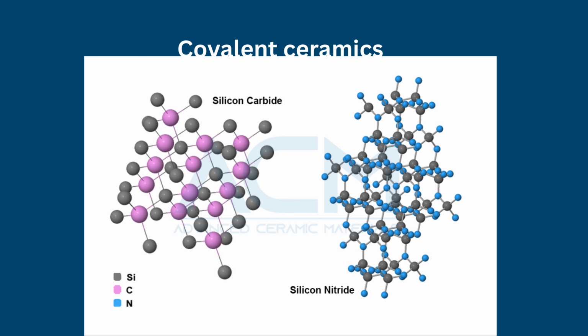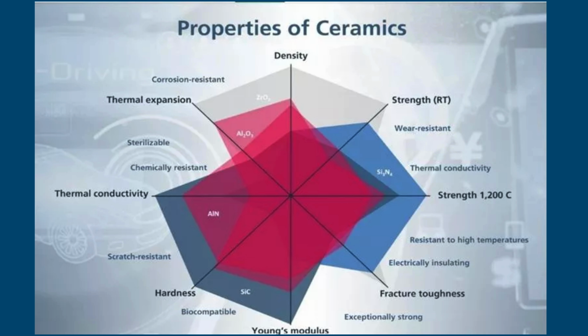The strength of ionic and covalent bonds contributes to the characteristic properties of ceramics, including high melting temperatures, high elastic modulus, low thermal expansion, and excellent wear resistance. However, these strong directional bonds also restrict plastic deformation, making ceramics brittle and susceptible to catastrophic fracture under tensile or impact loading.